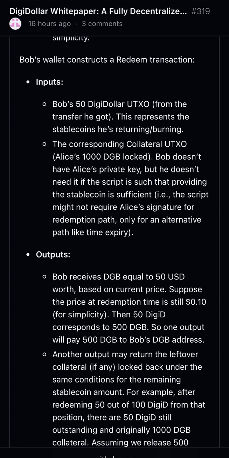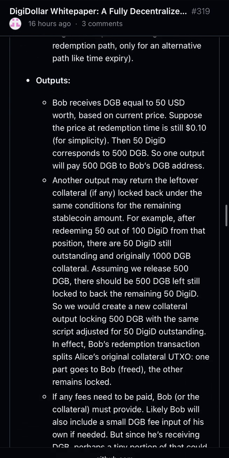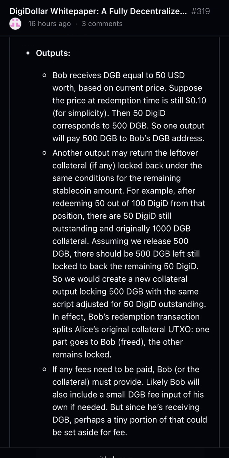Bob doesn't have Alice's private key, but he doesn't need it if the script is such that providing the stablecoin is sufficient, i.e., the script might not require Alice's signature for the redemption path, only for an alternative path like time expiry. Outputs: Bob receives DGB equal to 50 USD worth, based on the current price.